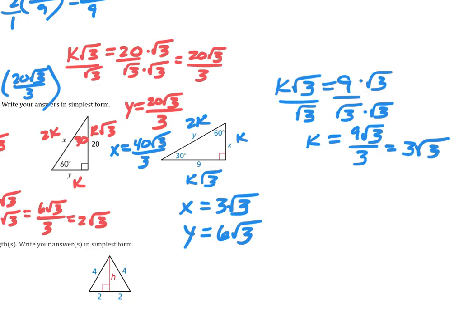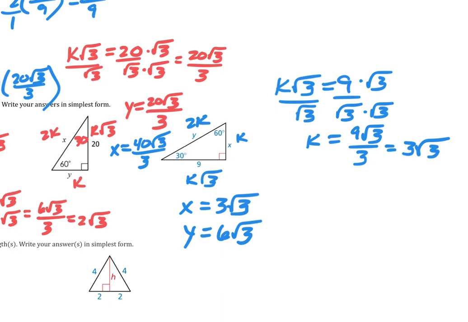Okay, the first thing we probably want to find is x, or k. K radical 3 equals 9. That's the one we know. Anybody think they got x? Anybody want to take a shot at that one? Hannah? 3 radical 3. Everybody agree with that? Okay. And then y would be? 6 radical 3. Yep, that's exactly right. Okay.